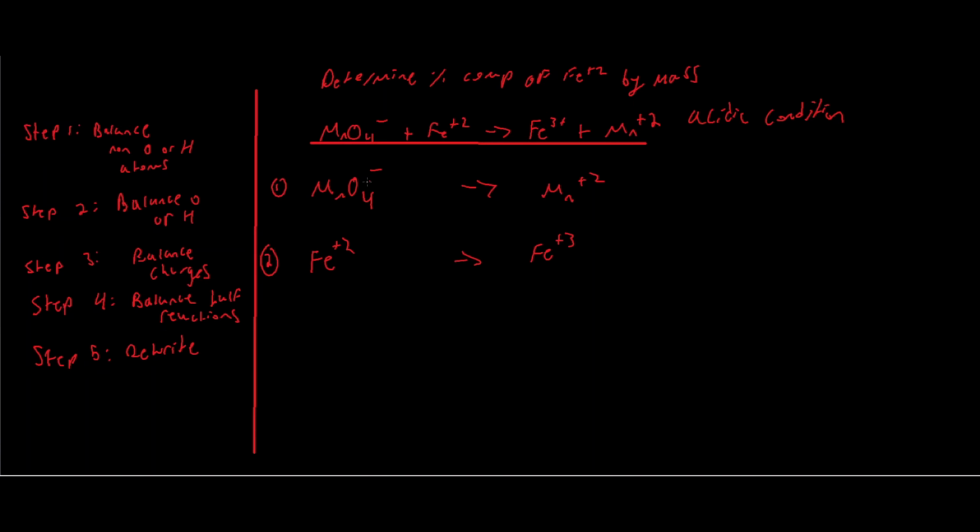So the first thing we want to do is to balance non-oxygen or hydrogen atoms, and we can do this by using coefficients. So we look up here, first half reaction, one manganese atom, they're balanced. Secondly, with our iron, one iron atom, they're balanced. Secondly, we need to balance our oxygen or hydrogen atoms. Firstly, we're going to do our oxygen atoms just by convention. So we see here that there are 4 oxygen atoms on the left side of our first half reaction, and there are none on this right side.